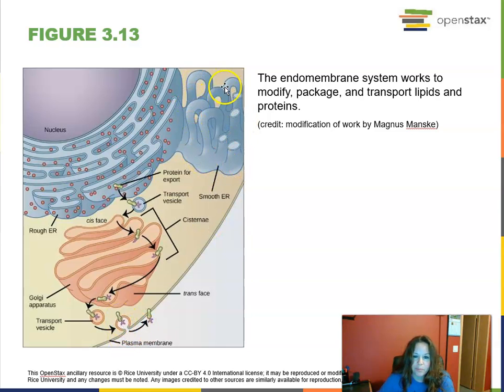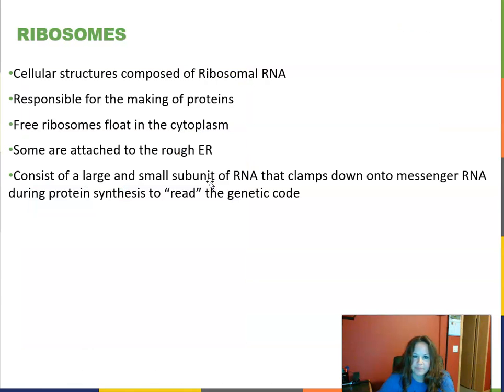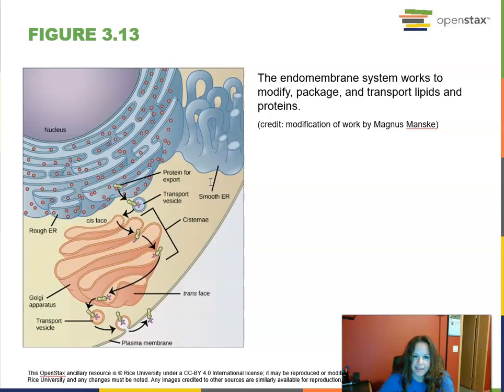Oh, and we have a picture up here of what the smooth ER looks like, where phospholipids are being made. It's almost like an assembly line.